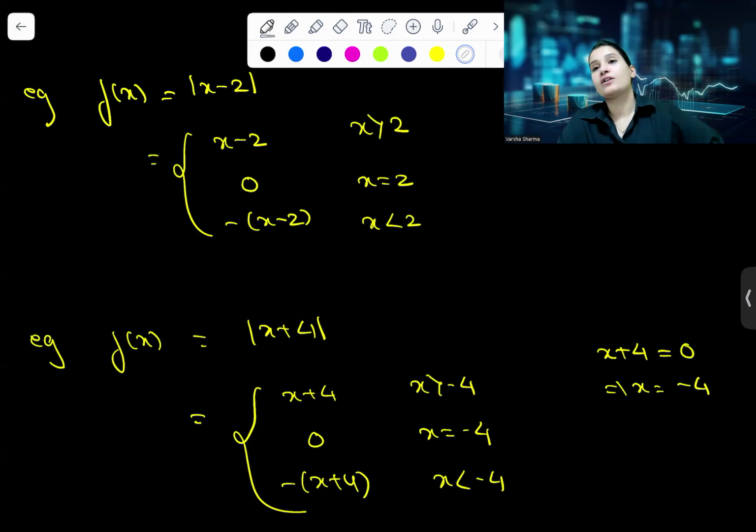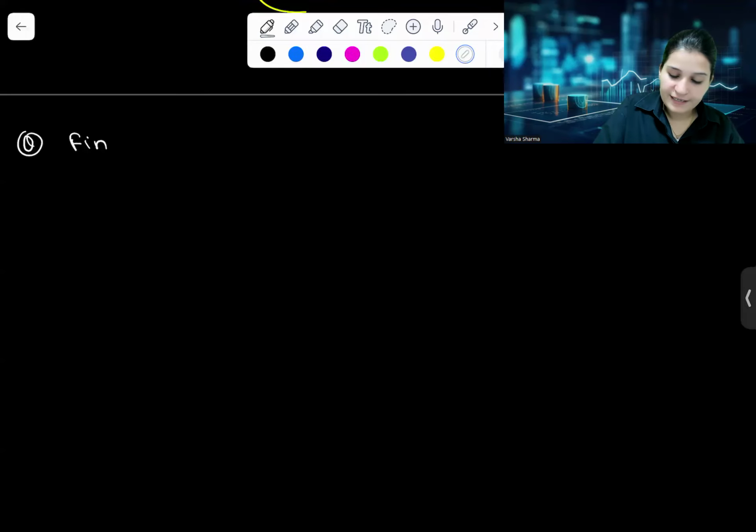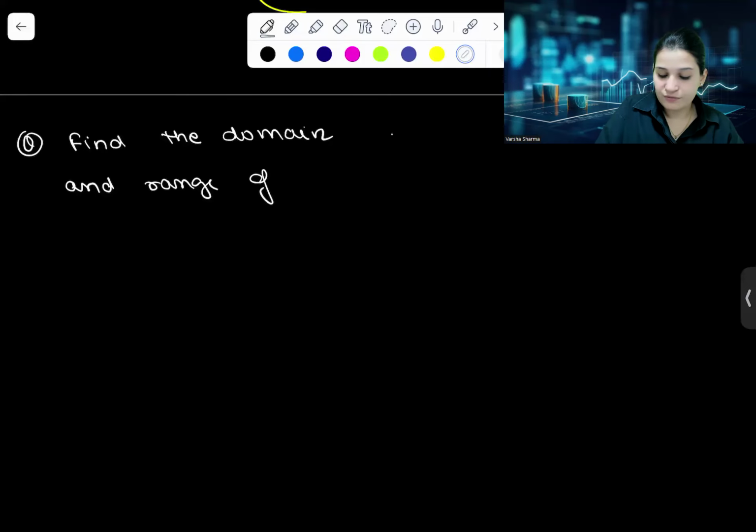Now with modulus, we have a lot of questions. Question: find the domain and range of first, the function mod x minus 5.